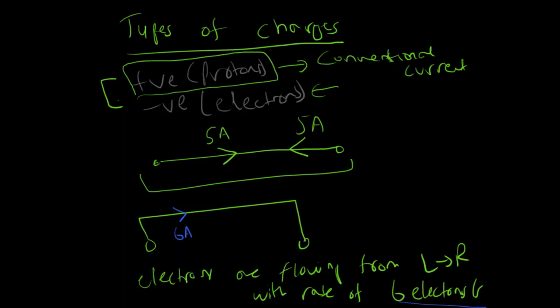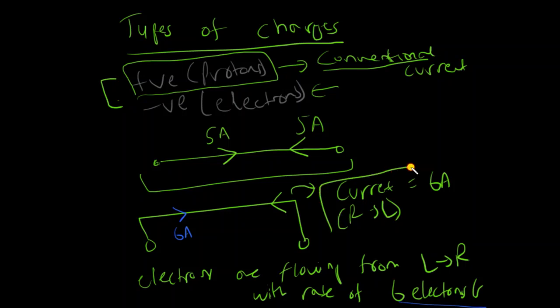But the current is always used with the convention that we need to see where the protons are going, and because electrons are moving from left to right, the protons must be going from right to left, in the opposite direction, but the rate would be the same. So the current is basically 6 amps, and current is a vector, it has a direction, and the direction is right to left. So this is how charges and current work, and I hope this has made the conventions a little more clear.